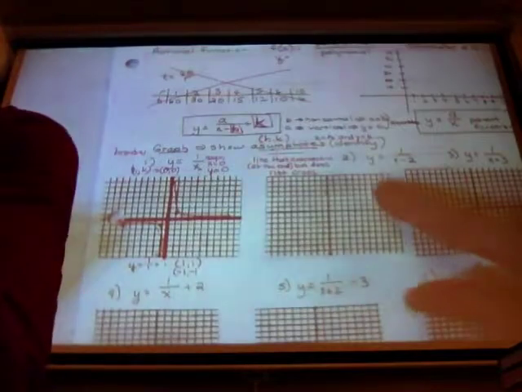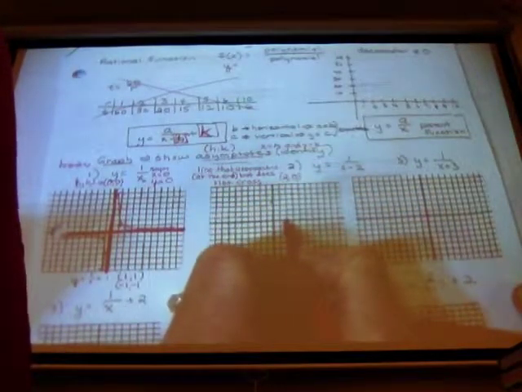So let's look at problem number 2. What would be my HK here? What would I have to substitute in here to get this? 2. And what is the K? 0. So if I graph this, 2, 0. My asymptotes are x equals 2, y equals 0. You graph those first.